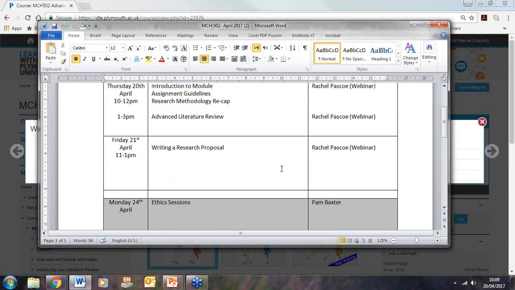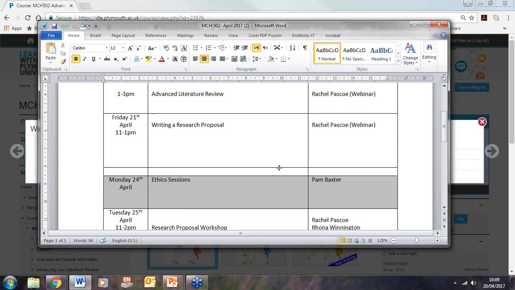That takes us to Friday afternoon. What I'd quite like you to do, if you've got time set aside, is to really focus on your research aims and objectives. It's really very important that those are clear and focused. So in preparation for the workshop time on Tuesday, it would be very useful for you to have those aims and objectives very clear in your head.